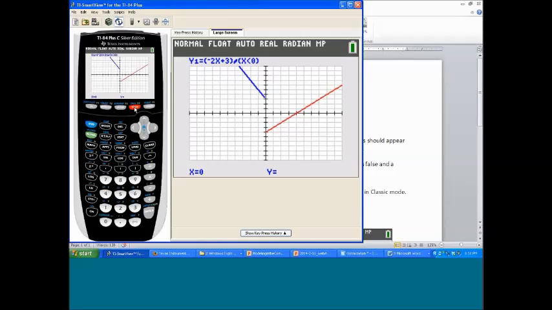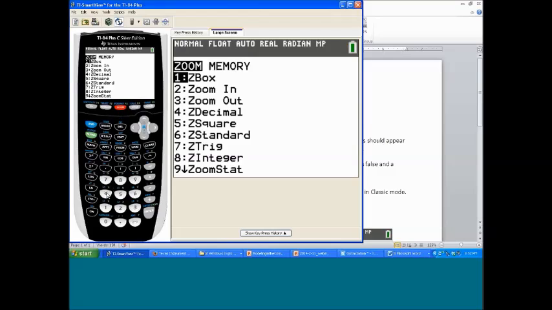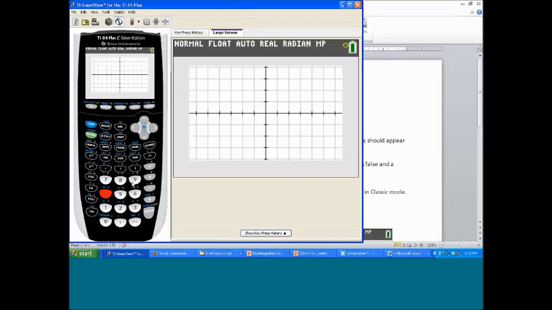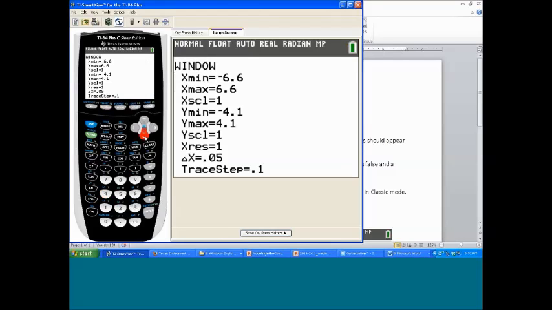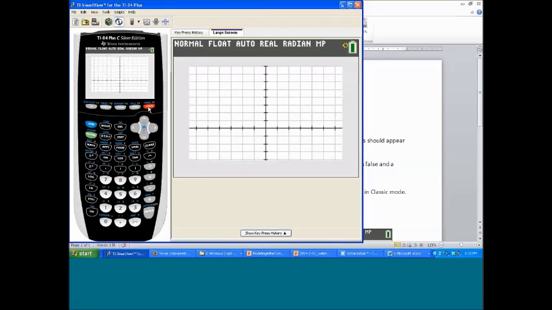And when I trace, if I'm on my blue function and I trace to the left, actually I'm going to change this to a zoom decimal because the zoom decimal window is so much nicer for tracing. What zoom decimal window does is it equalizes the number of pixels with your tracing. I need to change my Y max, but otherwise this is fine.